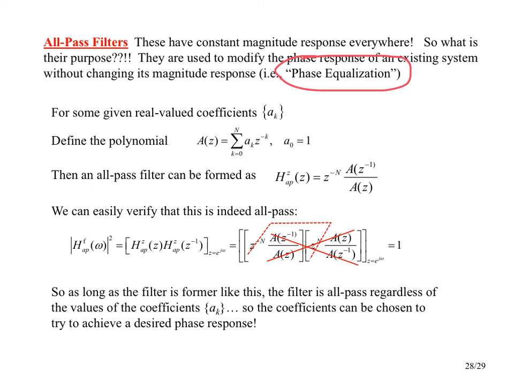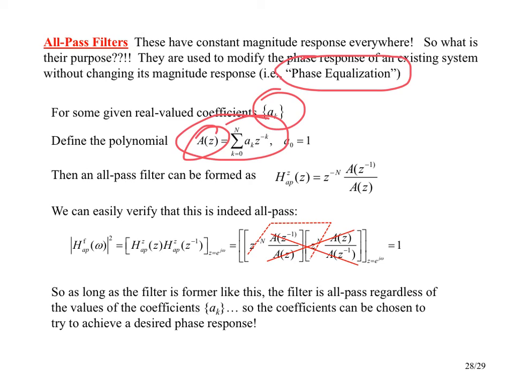So suppose we have some real valued coefficients. We create some polynomial. Technically, it's a polynomial in z inverse. And so we call that A of z. And then we form a transfer function that is A of z in the denominator and A of z inverse in the numerator. And then we put a z to the minus n out in front.